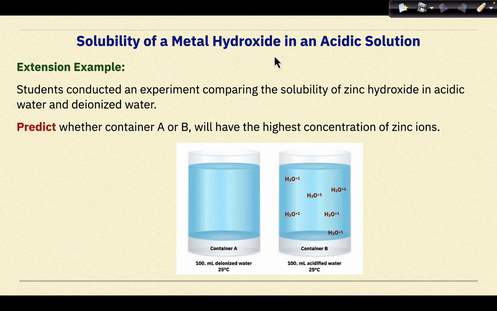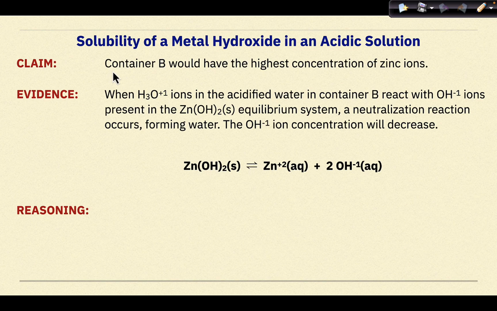Solubility of a metal hydroxide in an acidic solution. Students conducted an experiment comparing the solubility of zinc hydroxide in acidic water and deionized water. Predict whether container A or B will have the highest concentration of zinc ions. Claim: container B will have the highest concentration of zinc ions.